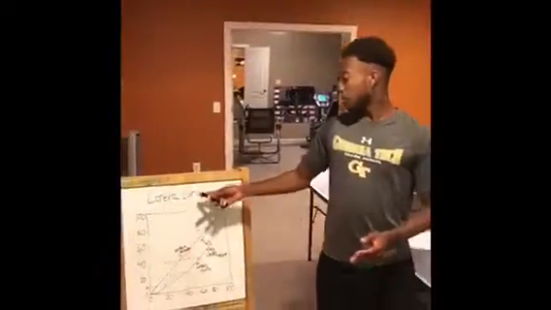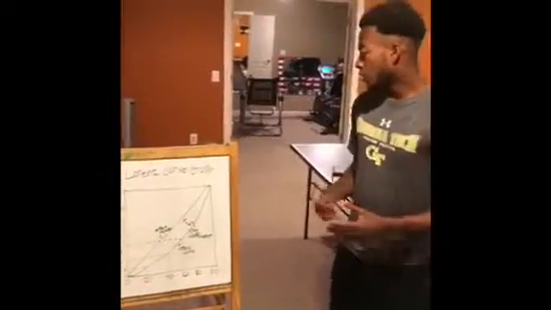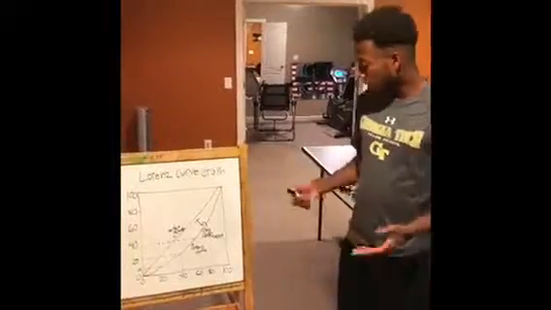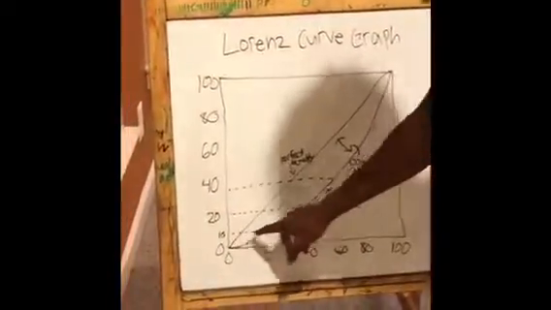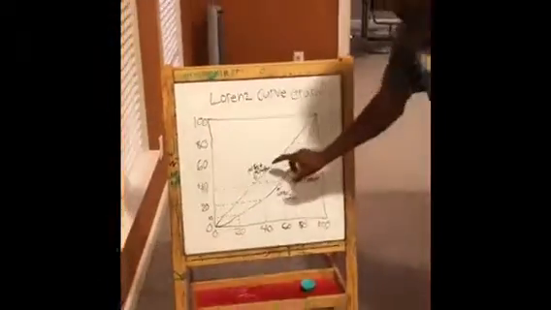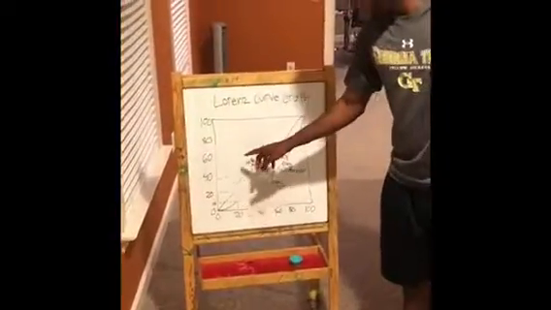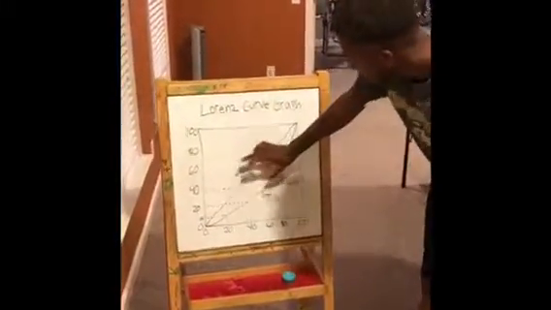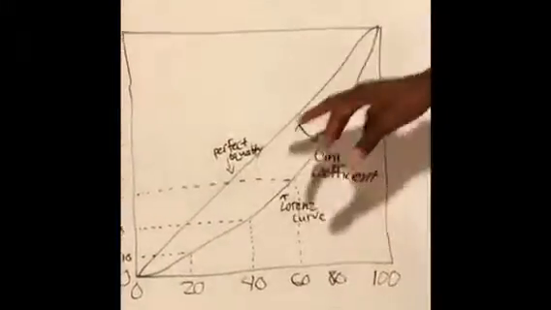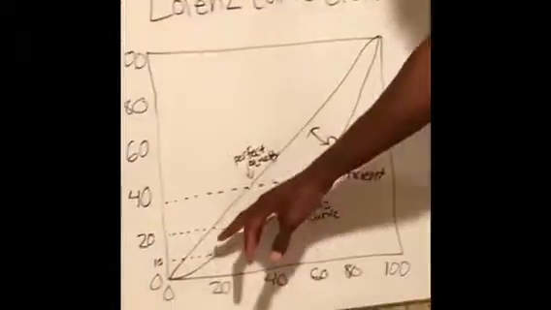Okay, so this is the Lorenz curve graph, and this basically shows the unequal distribution of income at a certain place. So this line right here shows perfect equality. This line right here is the Lorenz curve, and the Gini coefficient is the difference between perfect equality and the Lorenz curve. And this band area, the space between perfect equality and the Lorenz curve, shows the degree of income inequality at whatever place you're at.